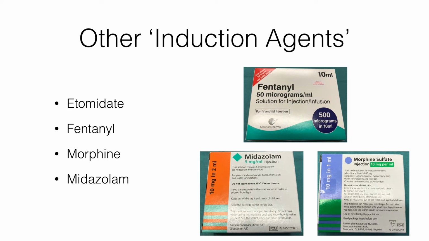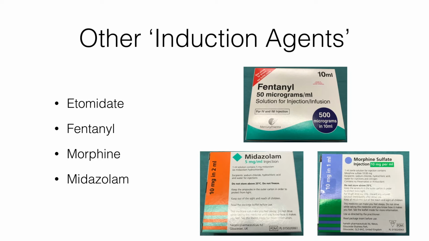Okay, so going on to look at some of the other induction agents. Like ketamine, etomidate is a relatively cardiac stable induction agent. However, its use is associated with increased mortality in critically ill patients. It causes suppression of the adrenocortical axis, and therefore we can't recommend it as an induction agent.